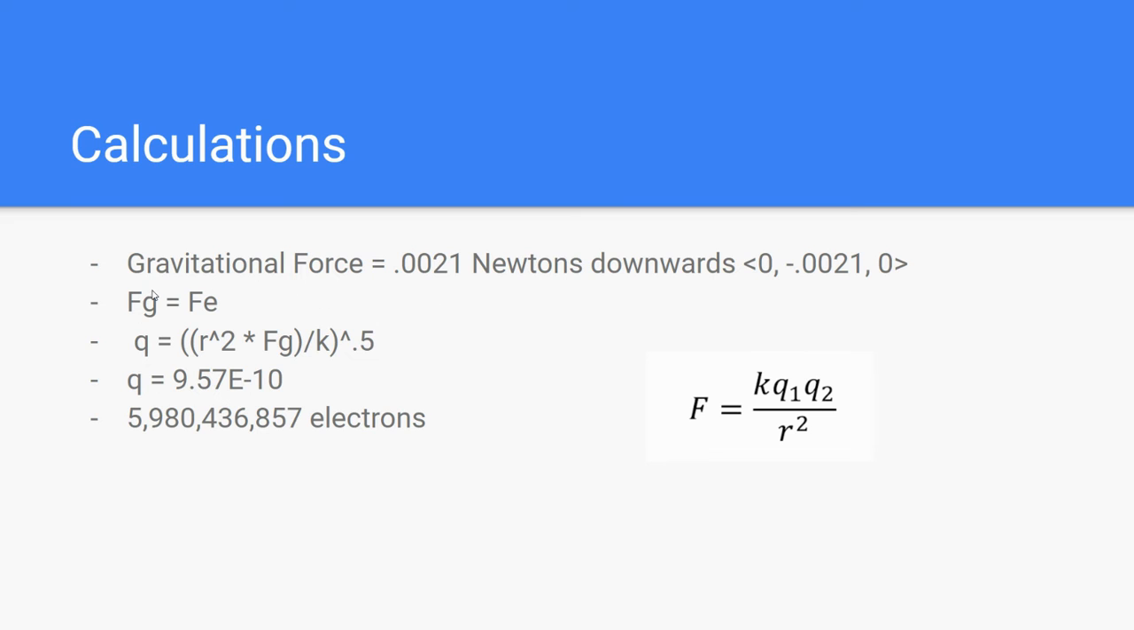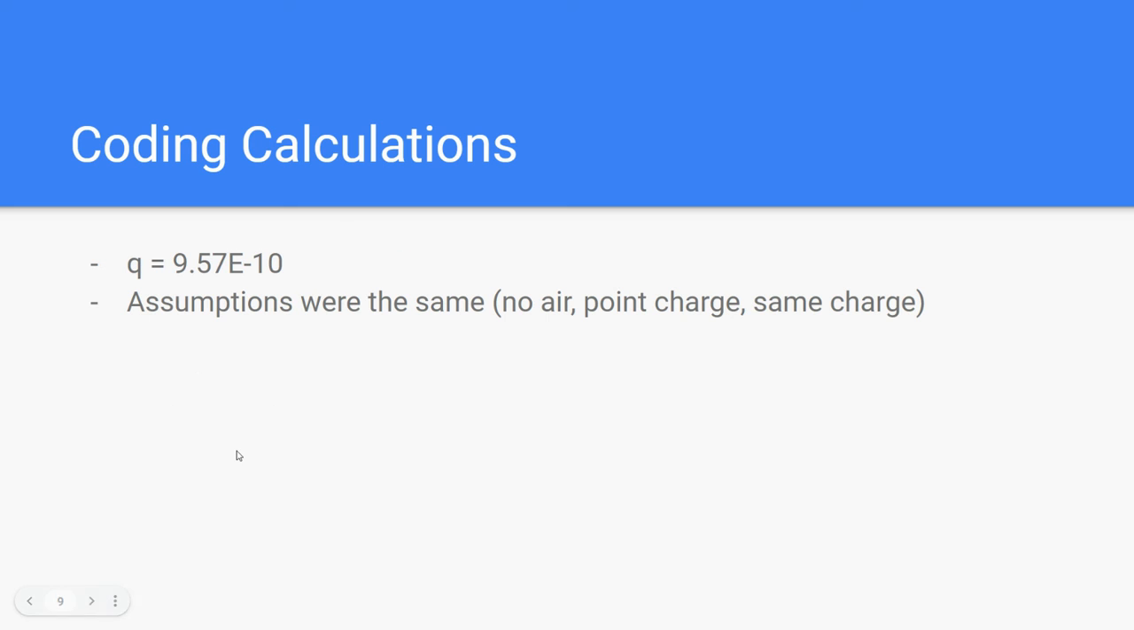And then we set the gravitational force equal to the electric force, and we solve for Q. These two Q terms can be simplified into simply Q squared, because we're assuming that both pieces of tape have the same charge. And in my measurements, I got that Q is equal to 9.57 times 10 to the negative 10th coulombs, which when dividing by the charge of an electron is about 5.9 billion electrons that we find were in this interaction.